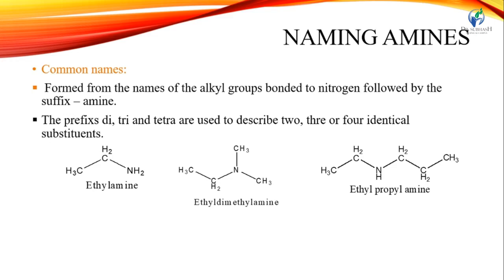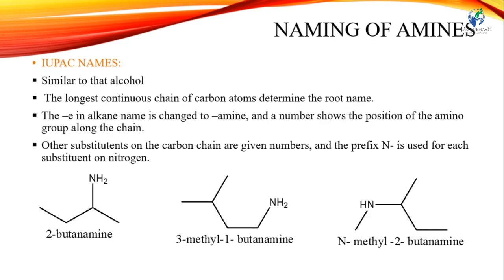These are all examples of the common naming system rules. The first one is ethylamine, the second one is ethyl dimethylamine, then the third one is ethyl propyl amine. This is a secondary amine structure, this is a tertiary amine structure and this is a primary amine structure. Nitrogen attached to 1 alkyl chain is called primary. Nitrogen attached to 3 alkyl groups is called tertiary amine. And nitrogen with 2 alkyl substitutions is called secondary amine.